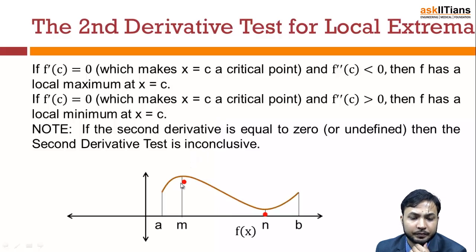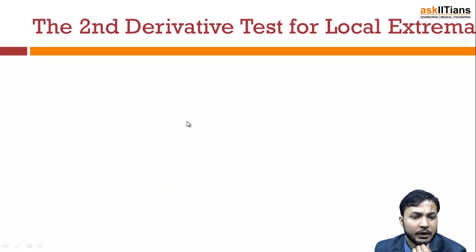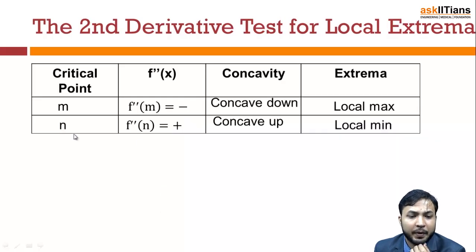Now, based on that I have this table. If my second derivative is negative, its concavity is concave down and it gives me local maxima. If the second derivative is positive, it is concave upwards and I get my local minima.